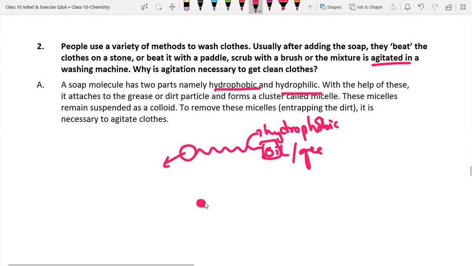So if there is oil, and the hydrophobic and hydrophilic parts are arranged like this, this is nothing but a micelle, and these micelles remain suspended as a colloid. In water, all these micelles will be present. So to remove these micelles, it is necessary to agitate clothes. You need to rub the cloth, dip it in water, and apply pressure on it. Why do you have to do that? Because to remove these micelles. That is the concept you have to write.